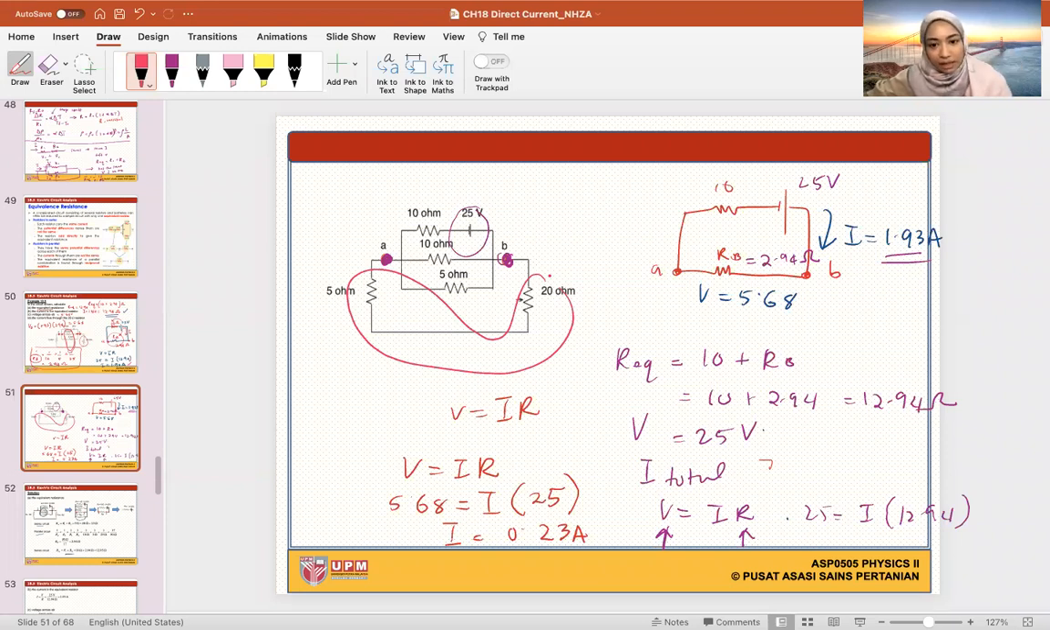I want to find the I for this entire branch, so I need to use the resistance for the entire branch. What is the voltage that I need to use? 5.68 volt. Okay, 5.68. But why? What does 5.68 mean in this case? What does it represent?